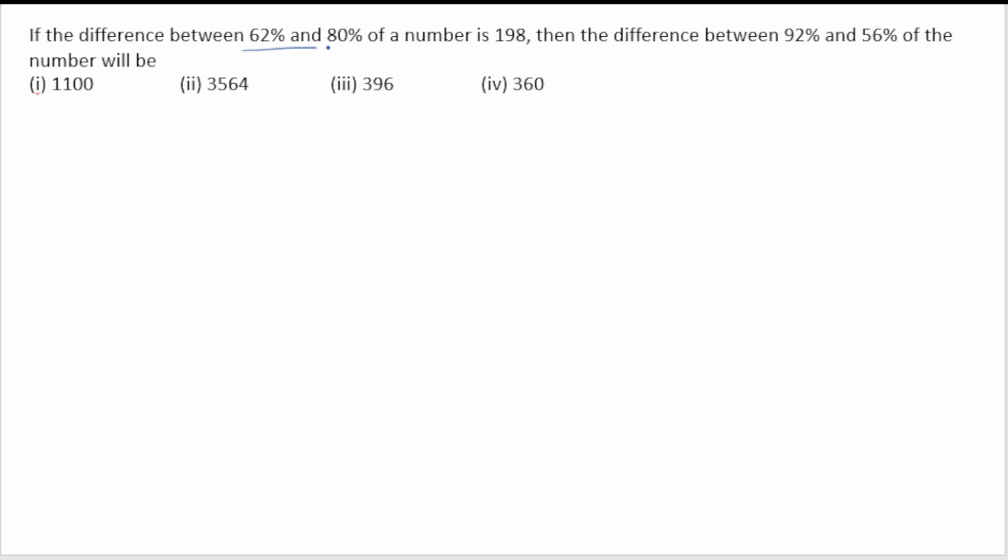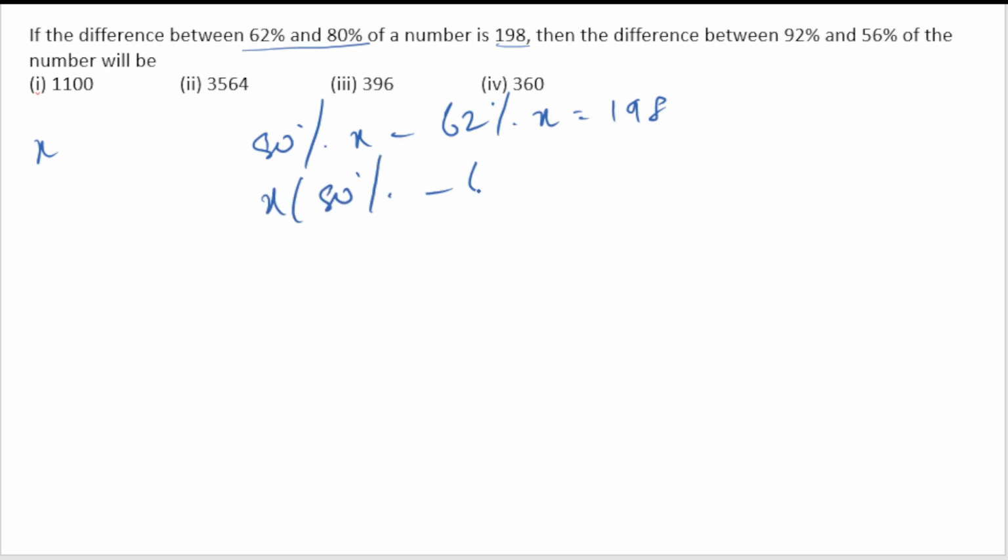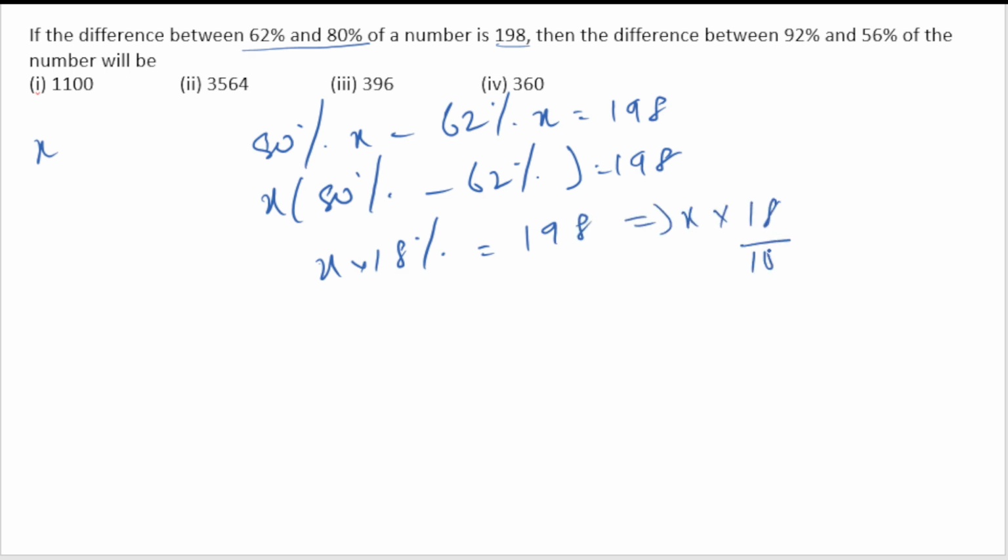First one, if the difference between 62% and 80% of a number is 198, we will assume the number as x. Here 80% of x minus 62% of x is equal to 198. If you take x common, we will get x into 80% minus 62% is equal to 198. We will get x into 18% is equal to 198. If you simplify, we'll get x into 18 divided by 100 is equal to 198. 18 into 11 is 198. Here the number is 1100.